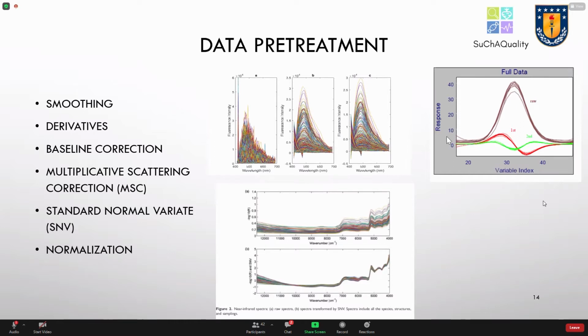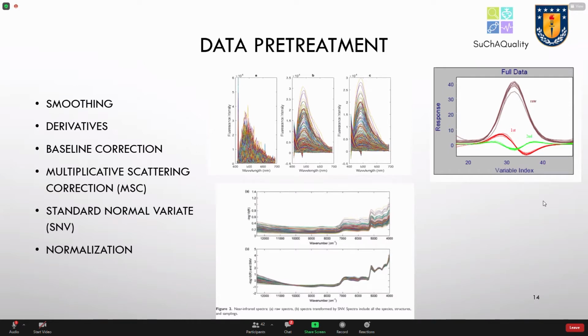Derivatives are used if we have two kinds of problems. First, dispersion, or second, overlapped bands. So if we have overlapped bands, for example, we need to use the second derivative spectra before the analysis. Also, the use of derivatives changes the shape of the bands, so chemical interpretation after that is a little more difficult.